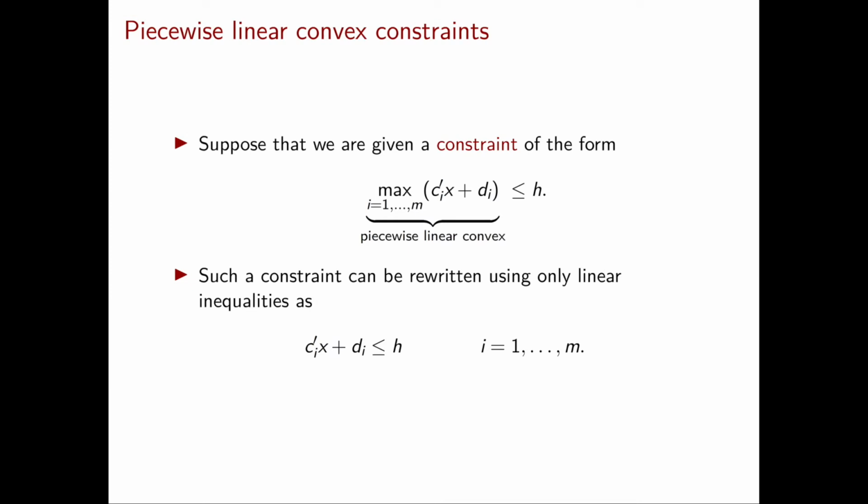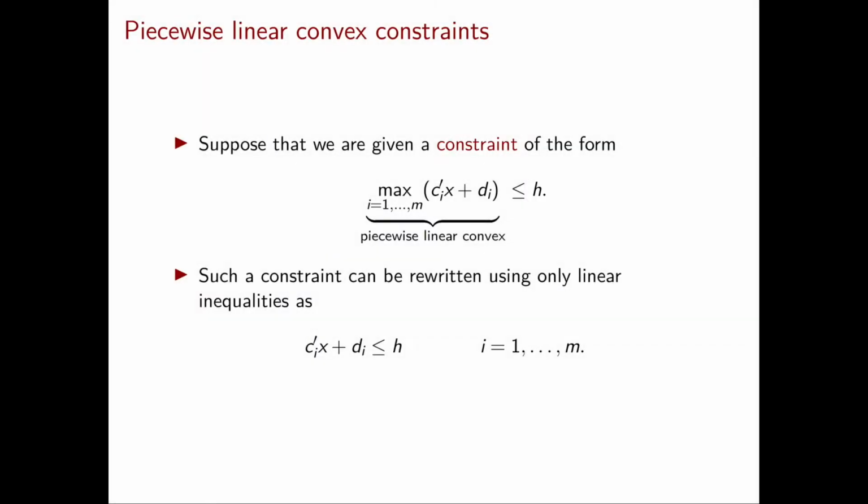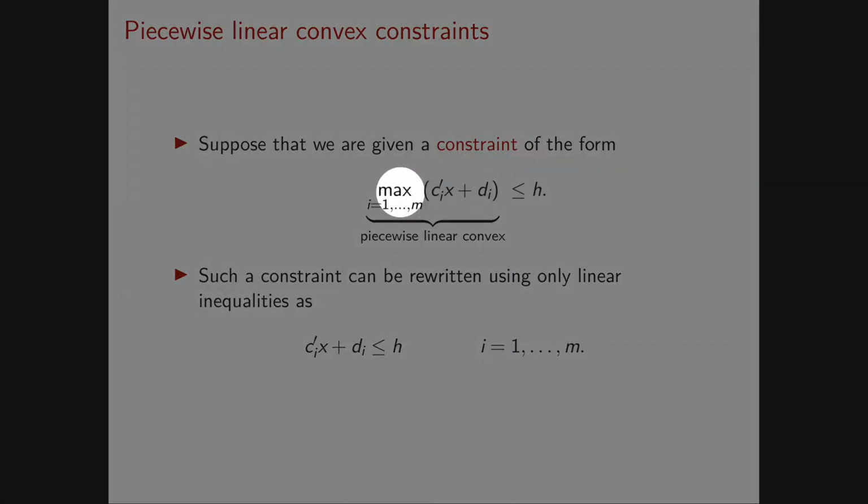Great, so now let's think about piecewise linear convex functions inside linear programming problems. So let's consider a constraint of this form, a piecewise linear convex function less than or equal to a number h. Of course, this is not a linear function, therefore we can't directly use it in our linear programming problem. So the setting you should be thinking of is that you already have a linear programming problem with a bunch of linear inequalities, and then you have these additional constraints.